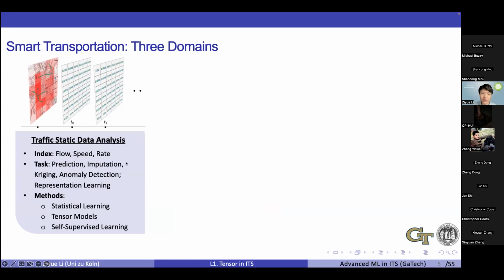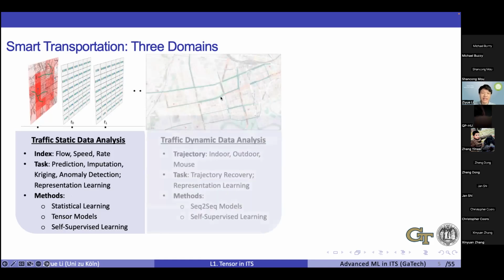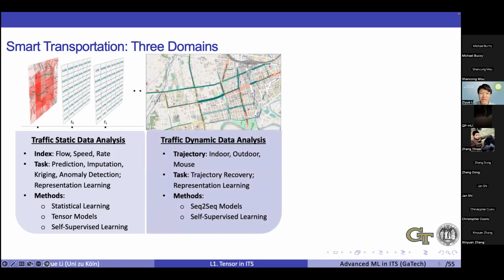We can do prediction, imputation, correction. I will talk about it in the second lecture. Anomaly detection, and maybe more generally, just representation learning. And the methods can be the traditional ones, such as statistical learning, tensor methods, and also maybe more fancy ones, self-supervised learning.